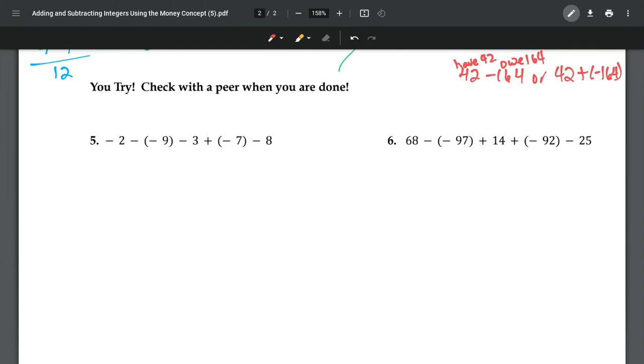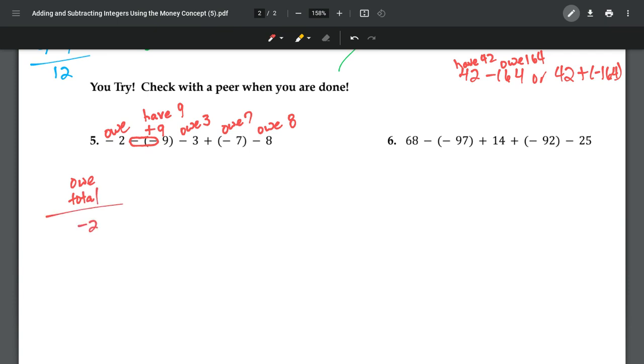All right, this is what you should have. 2 is negative, so you owe me 2. Minus a negative is the same as plus. So you have 9. Minus 3, you owe me 3. Plus, you owe me 7. Minus 8 means you owe me 8. You owe me lots of money. I don't have to figure out what you have total because you only have $9, okay? Pretty sad. Okay, let's figure out what you owe me total.